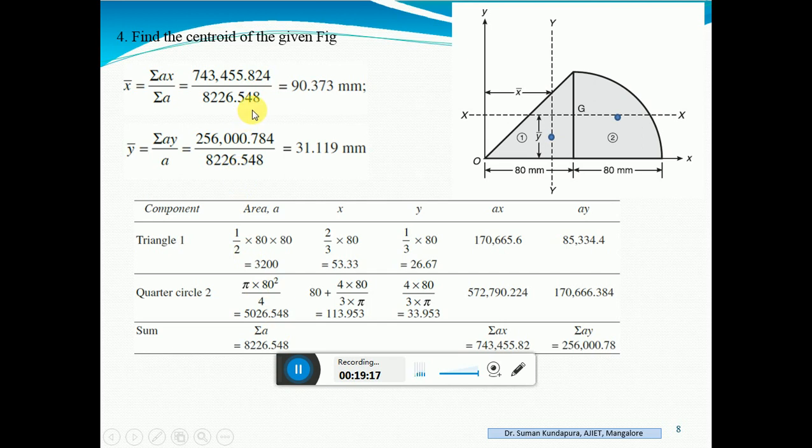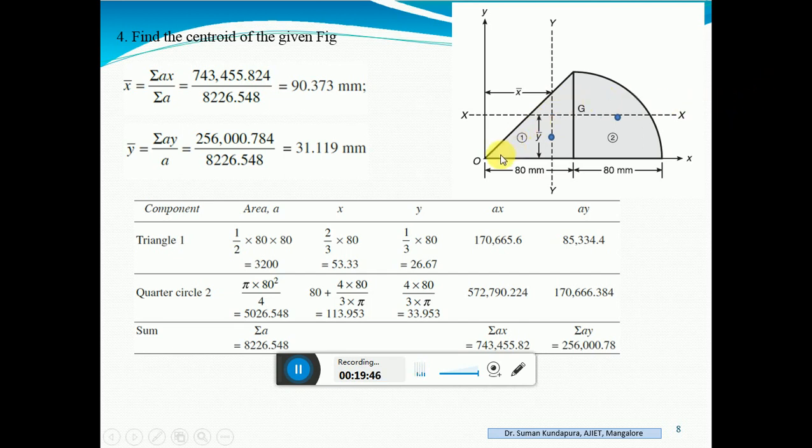So the next problem is again to find the centroid of the given figure. So you see here, this is a combination of a triangle and a quarter circle. So you need to remember the centroidal formula for triangle, for quarter circle, circle, all the important geometrical shapes for which we have derived the x bar, y bar. Okay. Now we'll start with this.